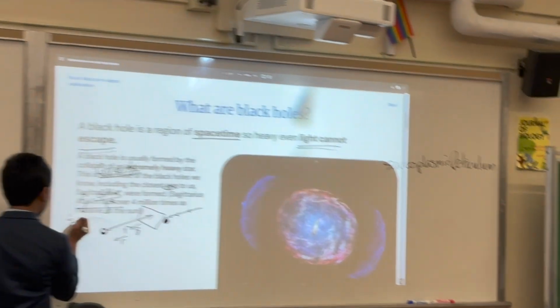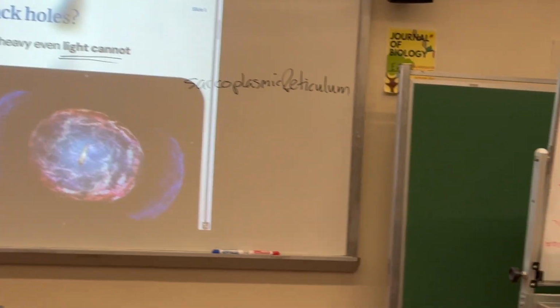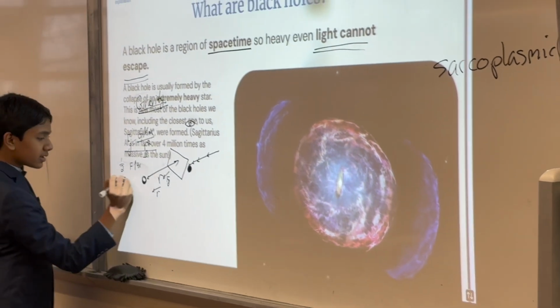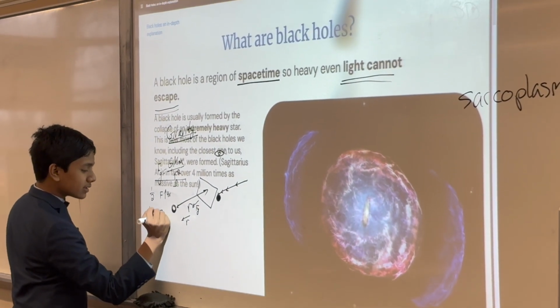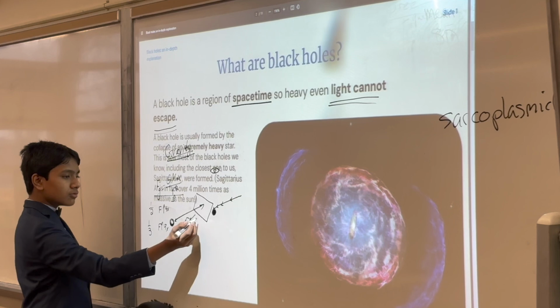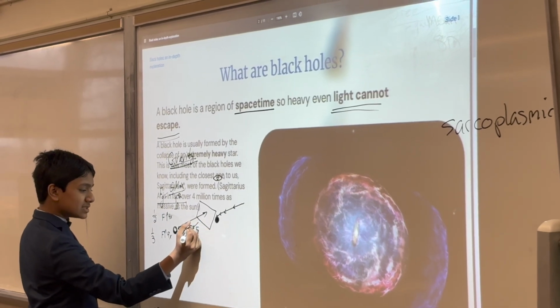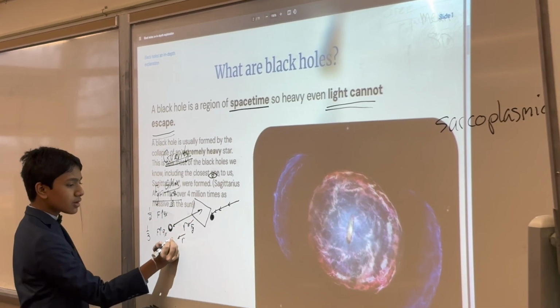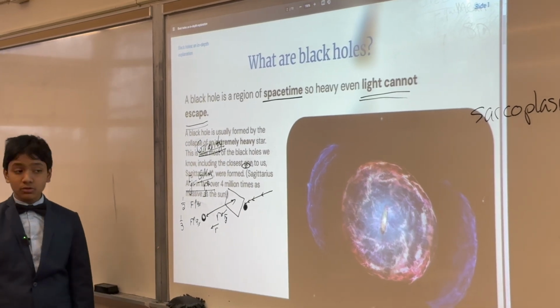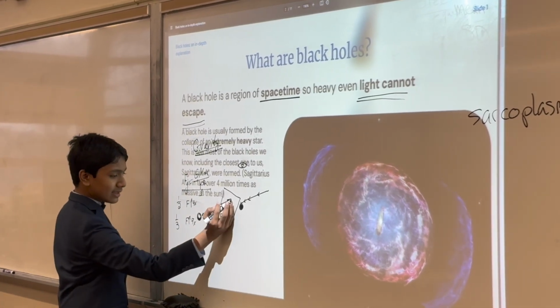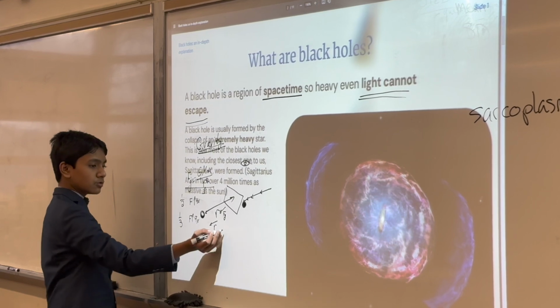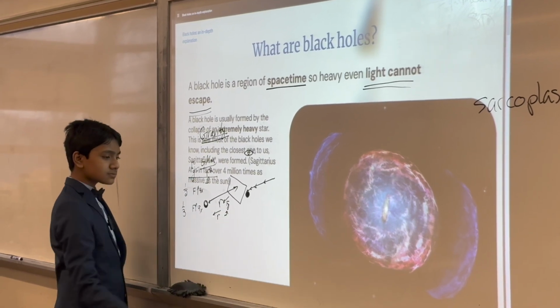Now, if you halve the distance between yourself and the black hole, that means that the force will actually go up by 4 times. If you cut it to a third, the force will actually go up by 9 times, which means that the force's increase gets faster and faster as you slowly approach the black hole, which means that objects will actually accelerate towards this black hole due to the force.